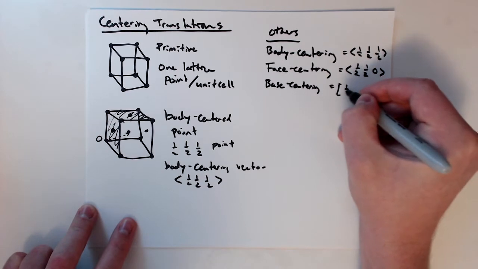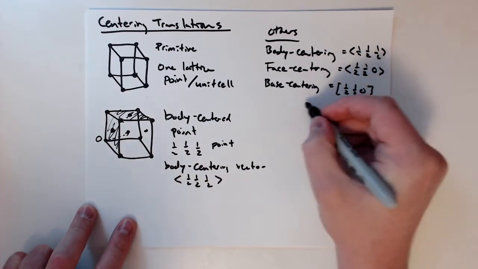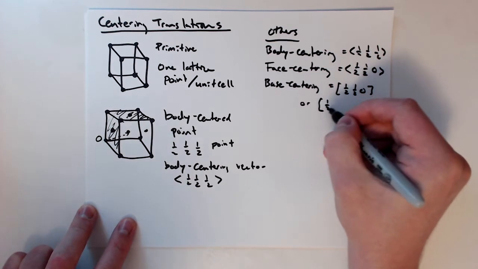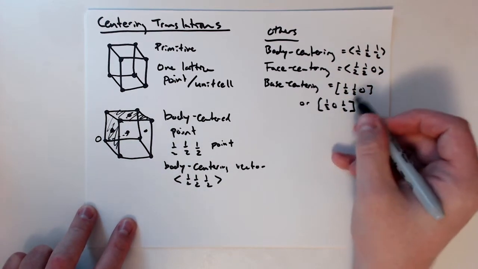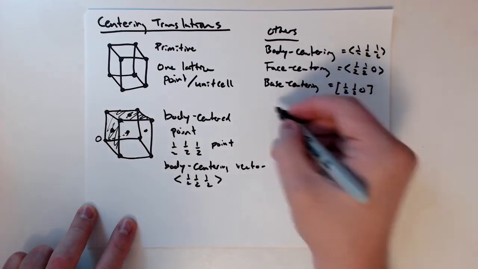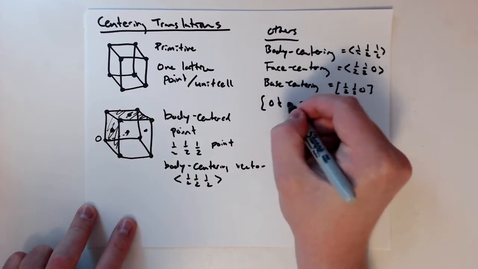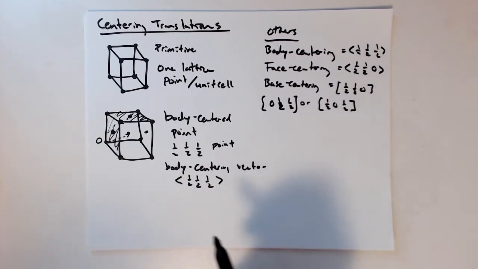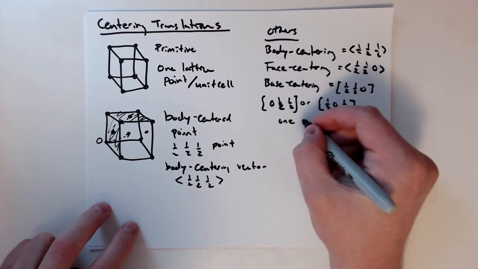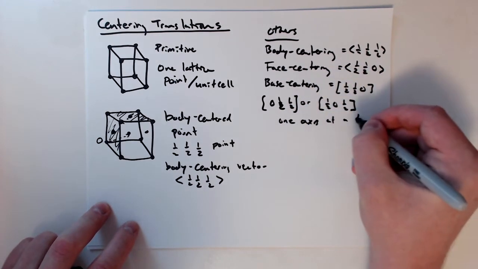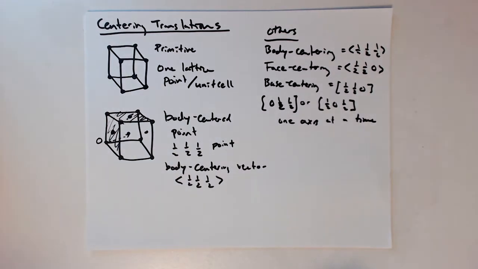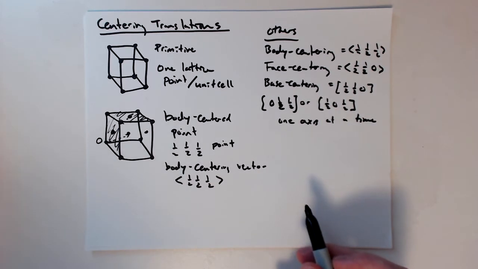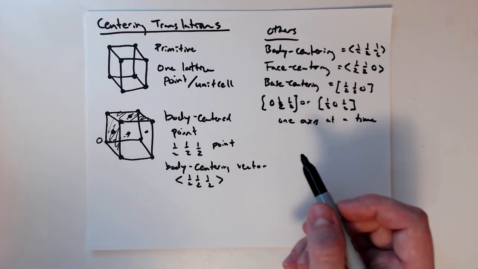Those are either 1/2, 1/2, 0, or 1/2, 0, 1/2, and so it's only this type, not all of them, or, and I'll do it out of order here, 0, 1/2, 1/2. So it can be any three of those, but we're only talking about one direction, one axis at a time. Those are some examples of centering translations that we can end up with for various Bravais lattices that you're likely to see.